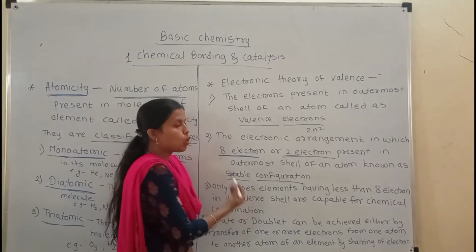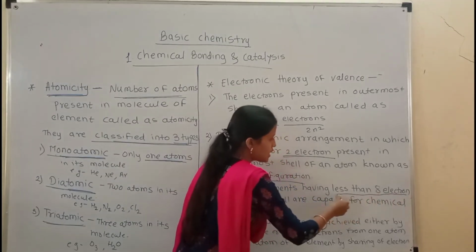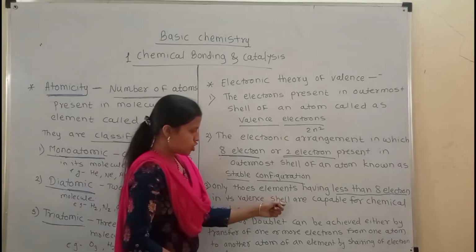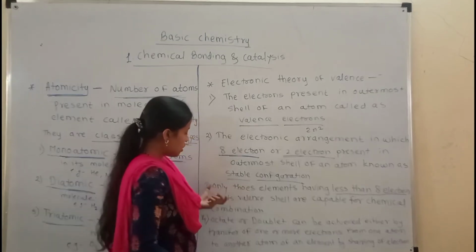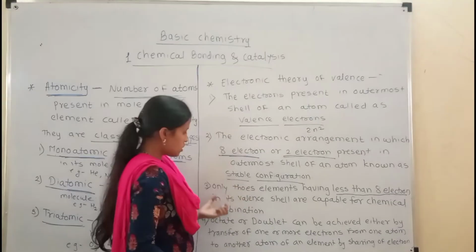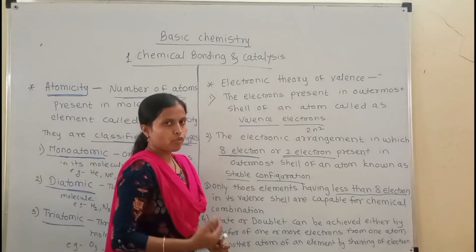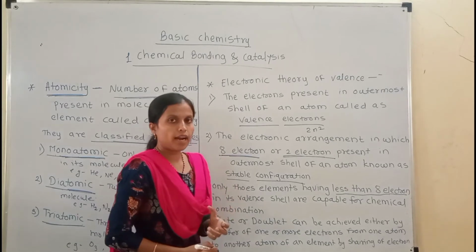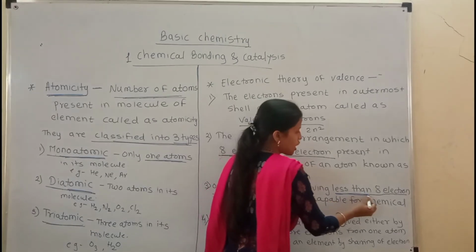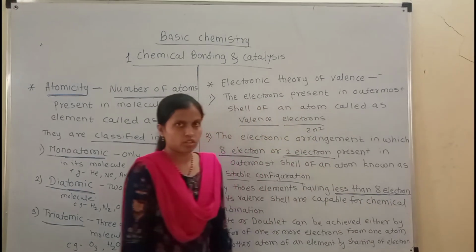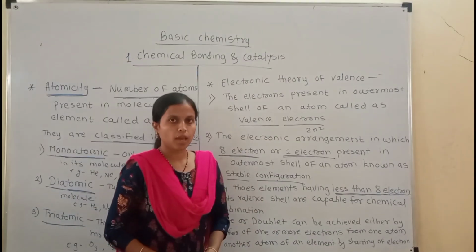The third point is that only those elements having less than 8 electrons in their valence shell are capable of chemical combination. In this third point we discuss chemical combination, that is chemical reactions or compound formation. When elements form a compound, it happens when their outermost shell contains less than 8 electrons. Then they are capable of chemical combination.